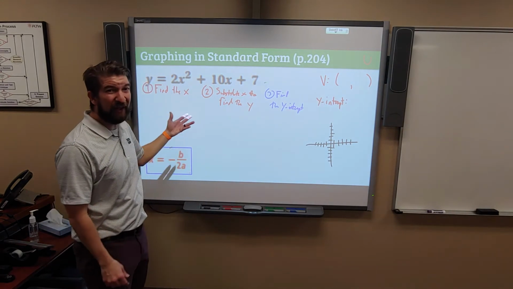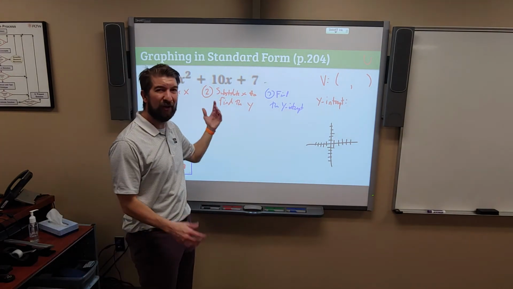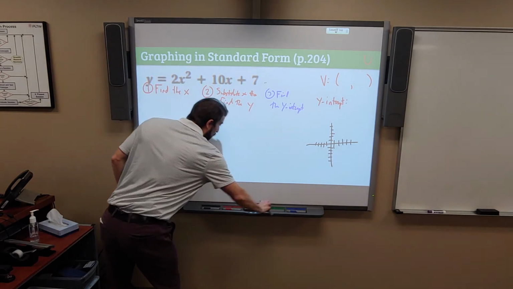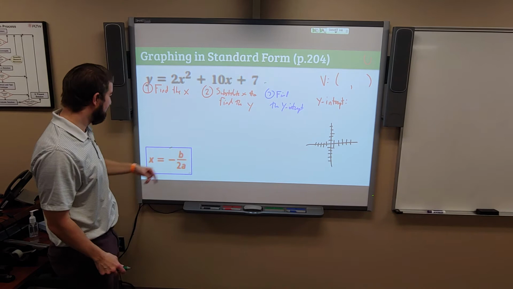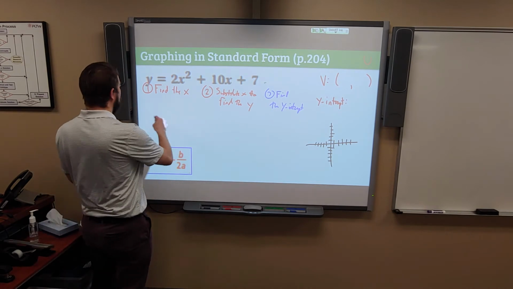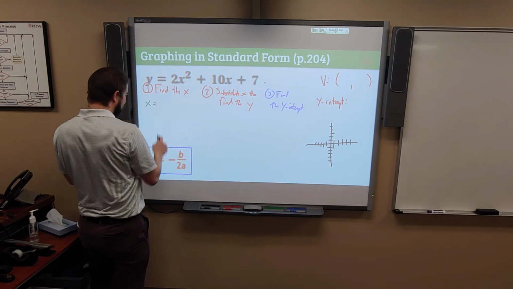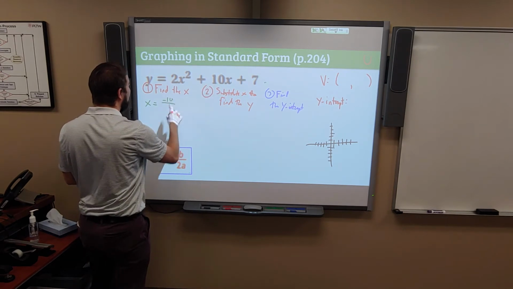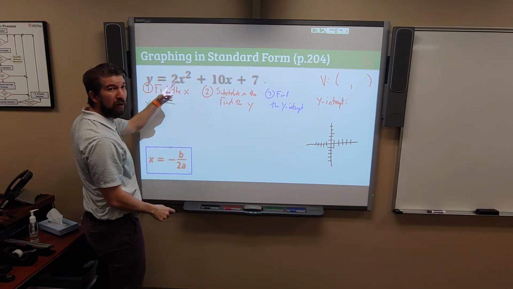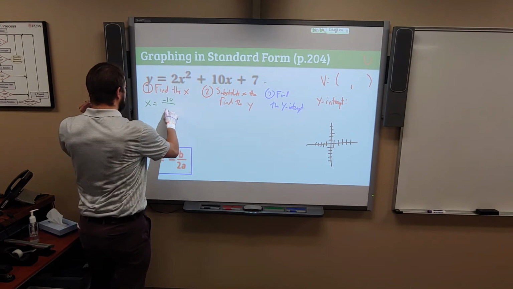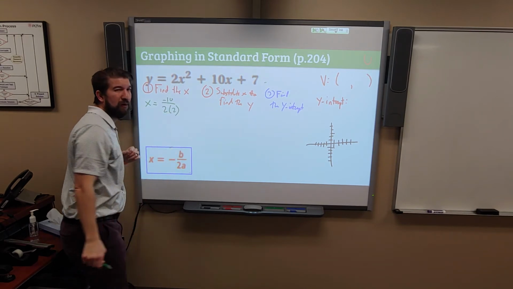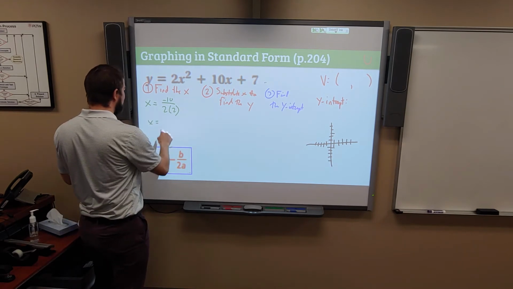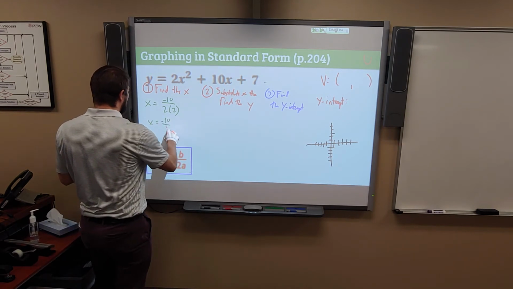And if you remember from the last one, you could also use the kind of slope, but I want to show you a couple different methods. So, first thing, let's find the x value of the vertex. So, I know it's going to be x equals negative b, which in this case is 10. So, negative 10 over 2a. So, 2 times 2 right there. I'm going to simplify this. This is going to be negative 10 over 4.